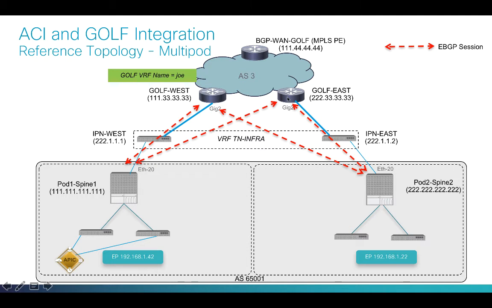Now, if your pods are close together, that might not be a problem. But what I really want to do is make sure that any egress traffic from pod one will always prefer to take the Gulf West path if it's available, and the same for endpoints in pod two should always prefer to take the Gulf East router. And if any one of those routers fails, then we can of course use the other path. But if everything is working as designed, then we always want to make sure that we choose our local Gulf router.